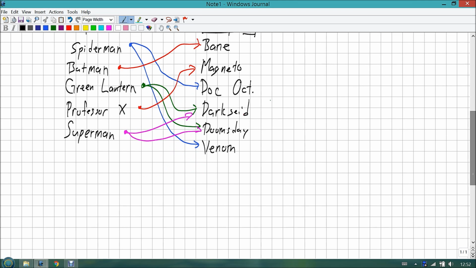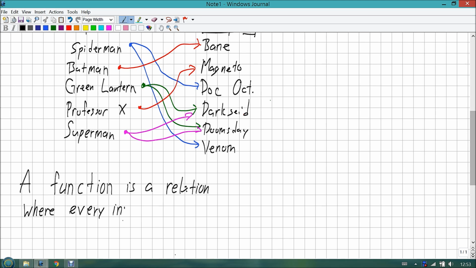Now, next on our list is another definition, and this definition is called a function. And remember, you can't have a function without fun. A function is a relation where every input has exactly one output.